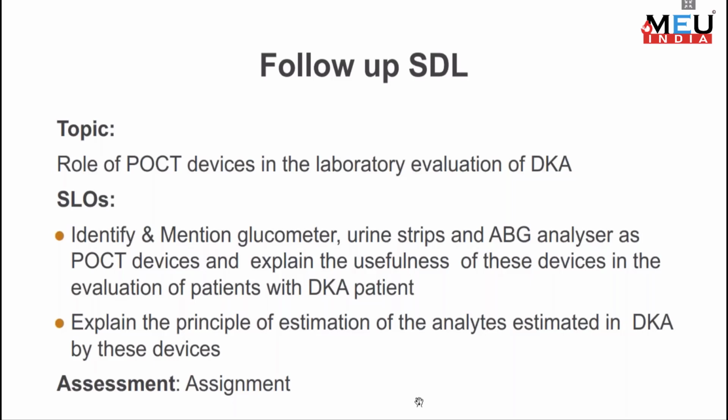The 2 simple objectives that we wanted the students to be able to learn was to identify and mention glucometers, urine strips, and ABG analyzer as a POCT device, which can be used either in a resource poor setting, in an emergency setting, or in the hospital ward, and explain the usefulness of these devices in the evaluation of patients with DKA, and explain the principle of estimation of these analytes estimated in DKA by these devices.